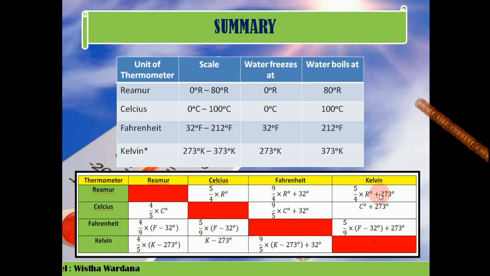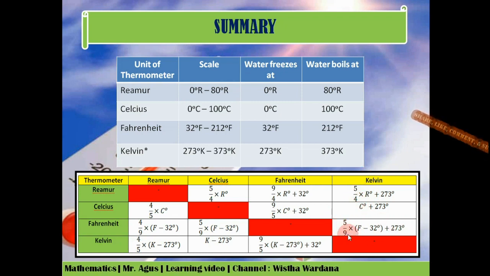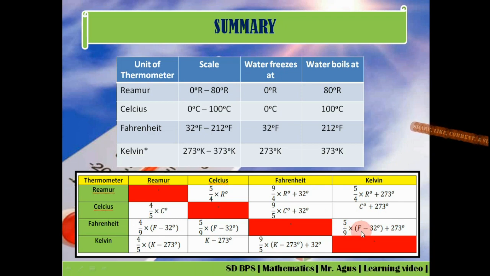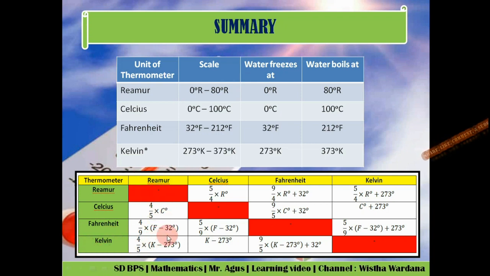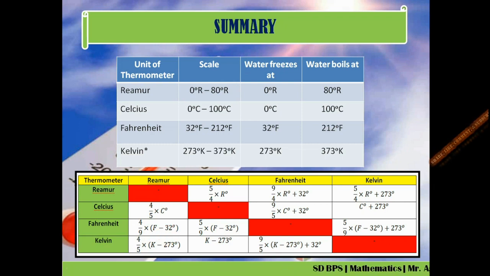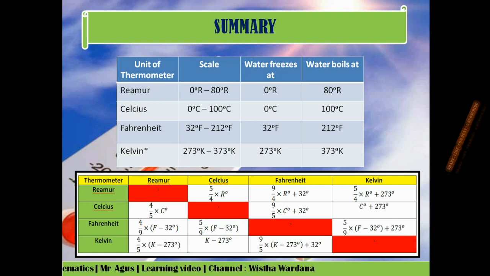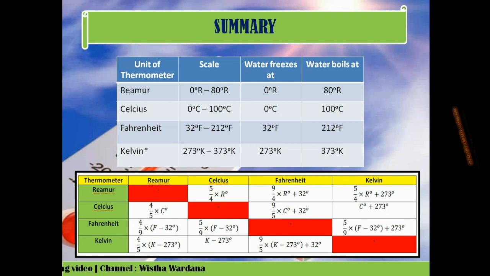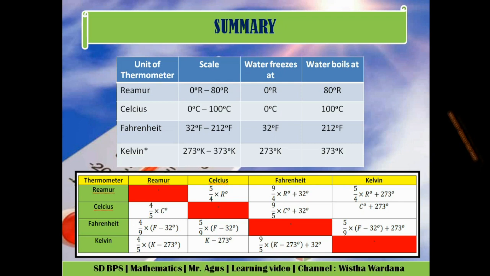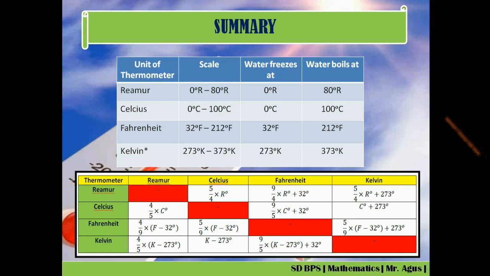And from Fahrenheit thermometer into Kelvin thermometer, we have the formula 5 per 9 times Fahrenheit degree minus 32 degrees in the bracket, and then adding 273 degrees. And the last one, if you want to change Kelvin thermometer into Reaumur thermometer, we have the formula 4 per 5 times Kelvin degree minus 273 degrees. If you want to change Kelvin into Celsius, you just subtract 273 degrees from the value in Kelvin. And from Kelvin into Fahrenheit, the formula will be 9 per 5 times Kelvin degree minus 273 degrees in the bracket, and then adding 32 degrees.